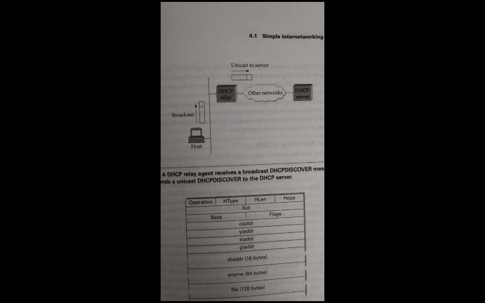Is it clear? That is the discover message which has been transmitted by the host. Once the host gets the reply from the DHCP relay, it gets the IP address and this IP address is going to be updated. So this is how the DHCP, the Dynamic Host Configuration Protocol, works. I hope this concept is clear.